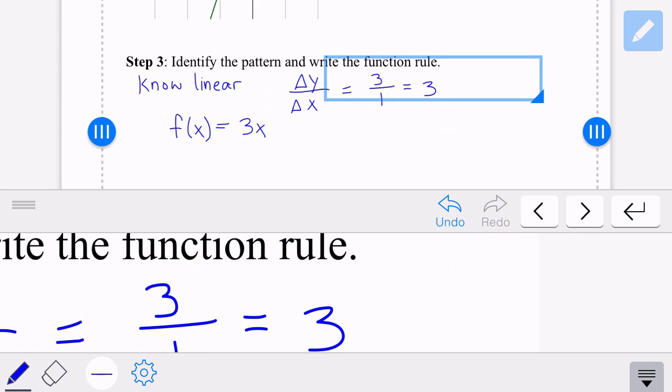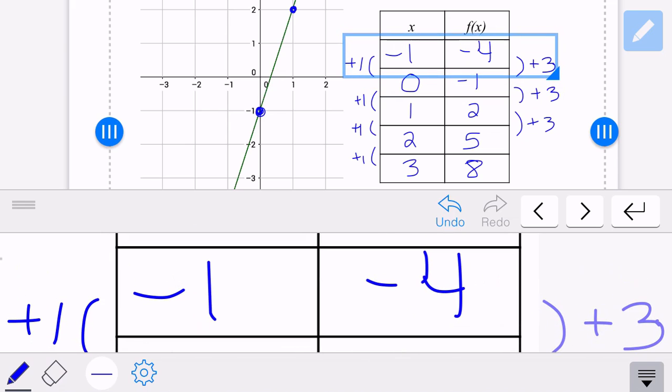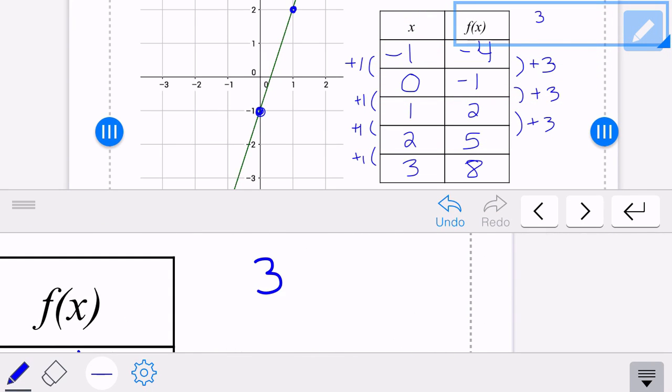So let's see if just 3x works. Are we just going to multiply by 3? Well, -1 times 3, nope, not going to give us -4. So what else would we have to do to get that -4? Well, 1 times 3 is 3. We have a negative 1, so that would give us negative 3. And then we would have to take away another 1 to get down to negative 4. So it might be 3x minus 1. Let's just write that up there for a second and see if that works for the rest.